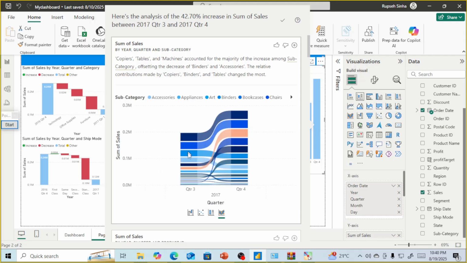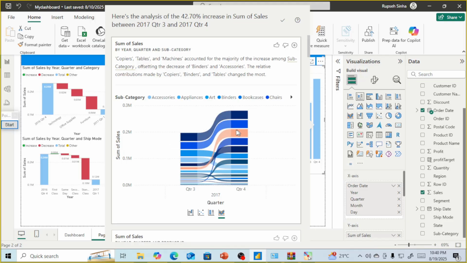So click on this and it is going to create the ribbon chart, and you can see which products are contributing to the higher sales. You can see these two products, they are always on the top. They are what? Phones and chairs. So in quarter 3 also they have given higher sales, and quarter 4 also.